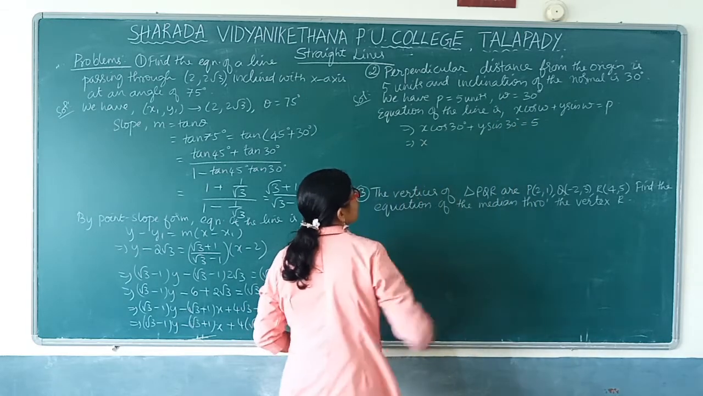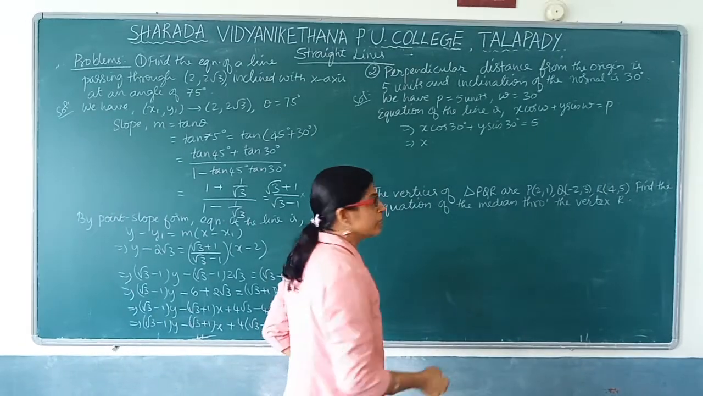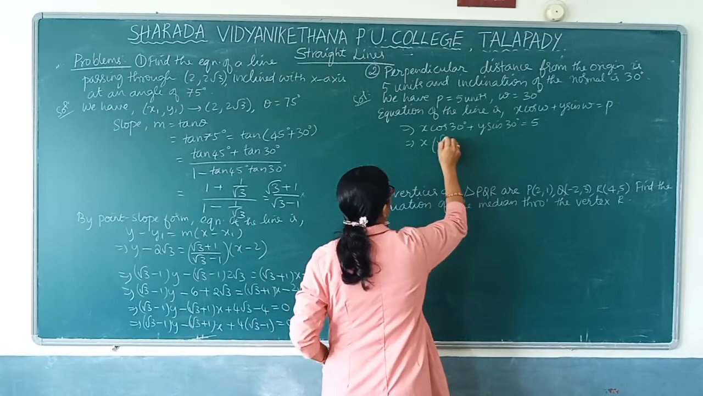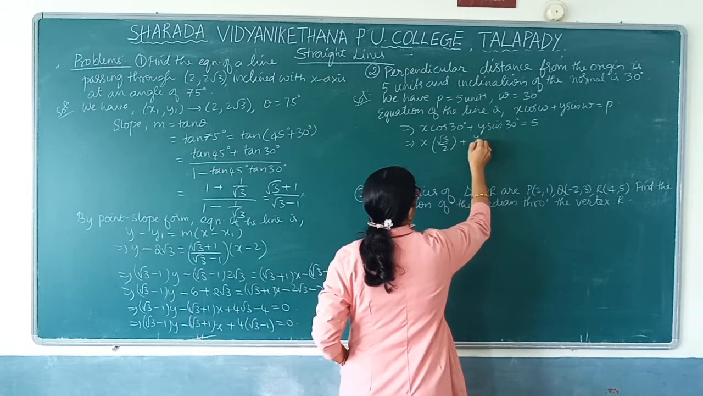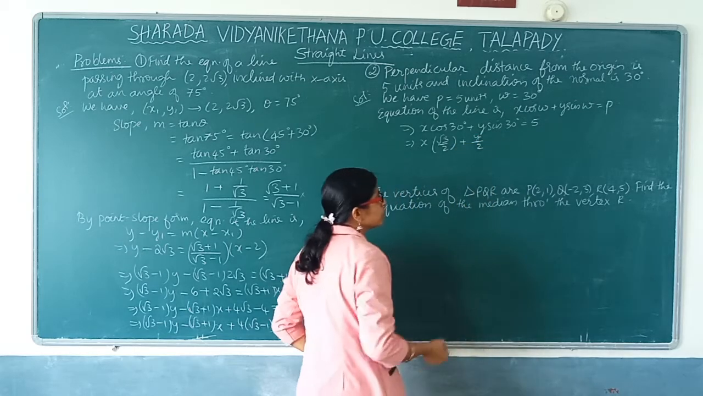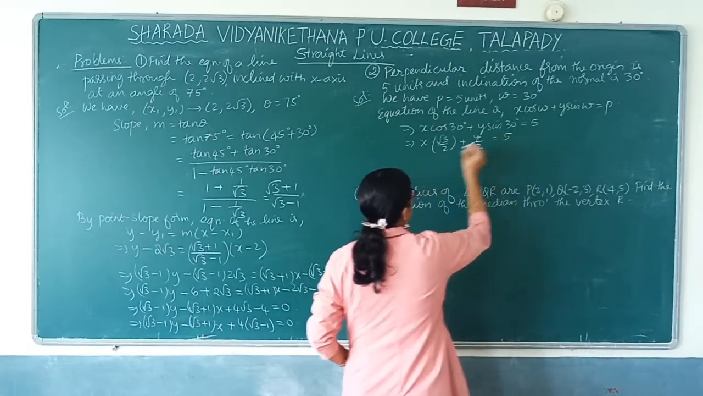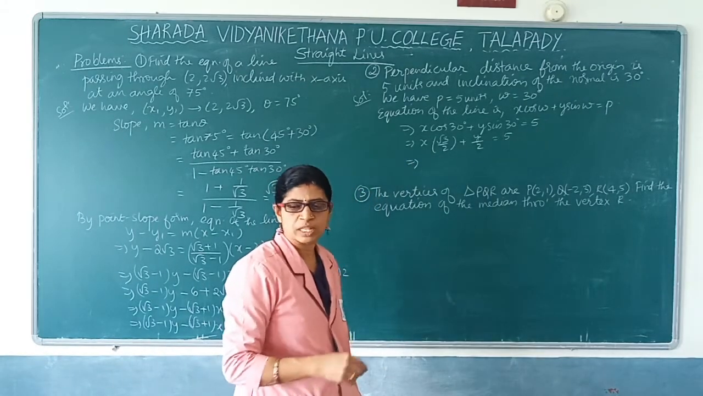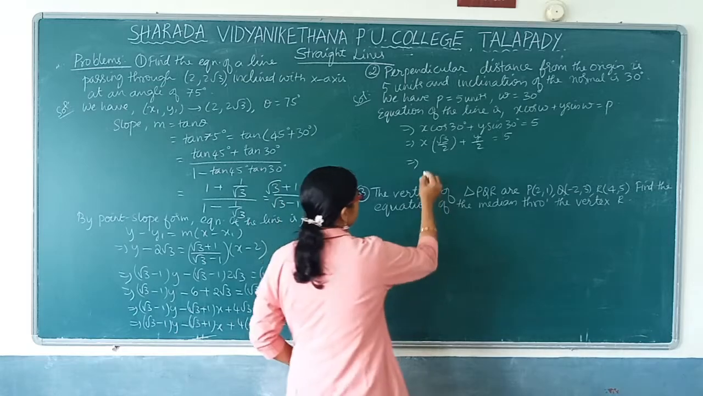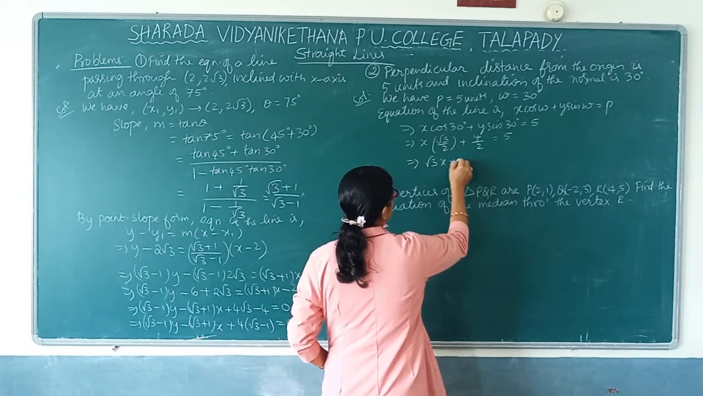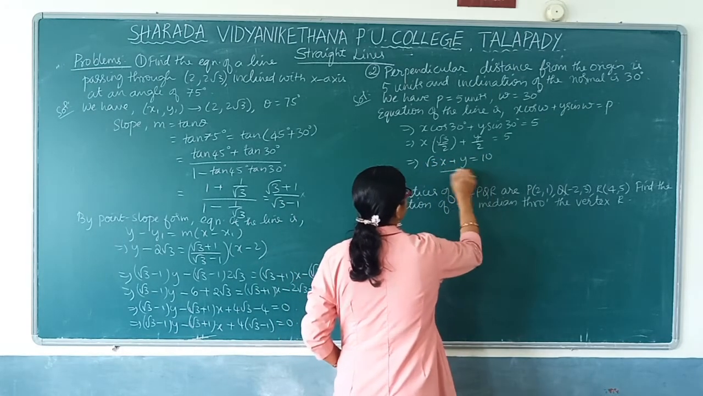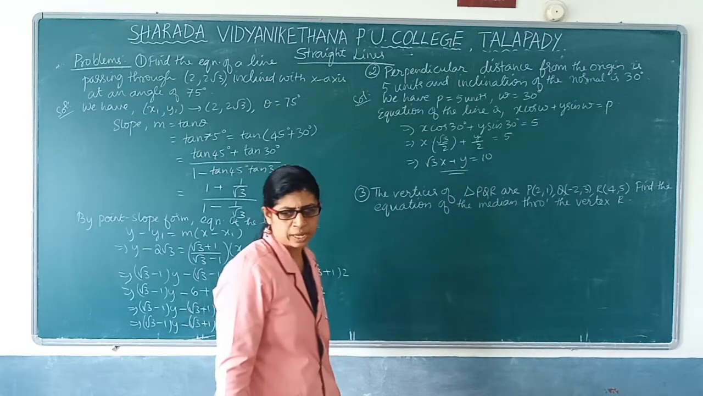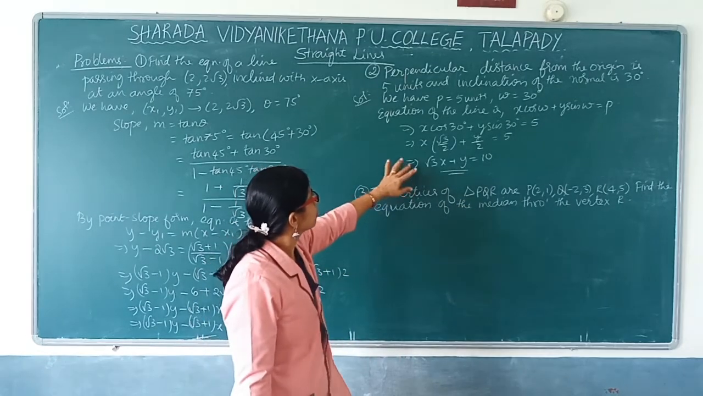So x into, what is the cos 30 value? Cos 30 is root 3 by 2. Root 3 by 2 plus y by 2, because sin 30 is 1 by 2, that is equal to 5. So what we can do is, common denominator is 2, you transfer it to the other side. So what can you say? Root 3x plus y is equal to 10. This is the equation of the line. Root 3x plus y is equal to 10.